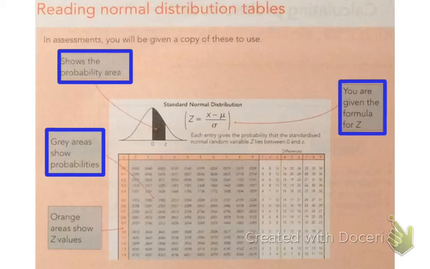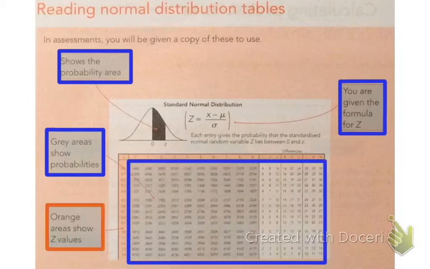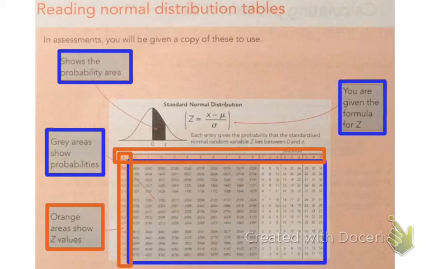On the table itself there are the grey areas, and any grey area that there are represents the probabilities. So all those numbers in there are going to represent the probabilities. Then if we look at the numbers on the outside of the table, these orange areas that I've coloured in, those orange areas represent your z value. So if we think back to the previous example, we had z values of negative 2.5, which represented 2.5 standard deviations below the mean, and we can look up what these probabilities connect to now.